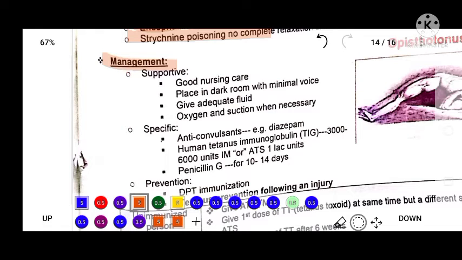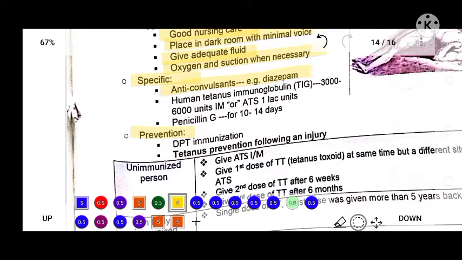The management for tetanus is supportive management, specific management, and preventive measures. Supportive management is good nursing care: keep the patient in a dark room with minimal noise, give fluids, rehydrate the patient, give oxygen, and suction the patient's mouth and nose in order to maintain gas exchange. Specific management is to give anticonvulsants like diazepam, and human tetanus immunoglobulin should be given.